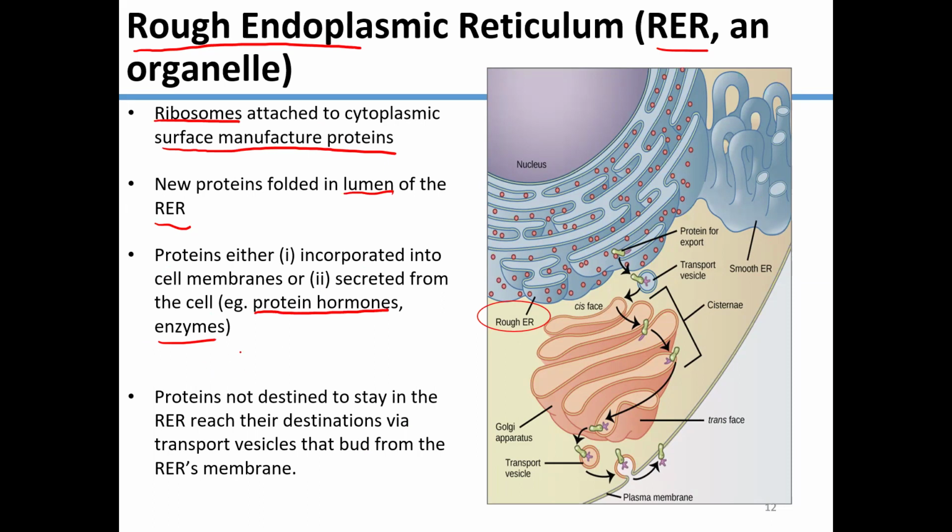So proteins are not destined to stay in the rough ER. Their destination can be transported via transport vesicles that bud from the ER membrane. So again, it's going to help transport some of those pieces.